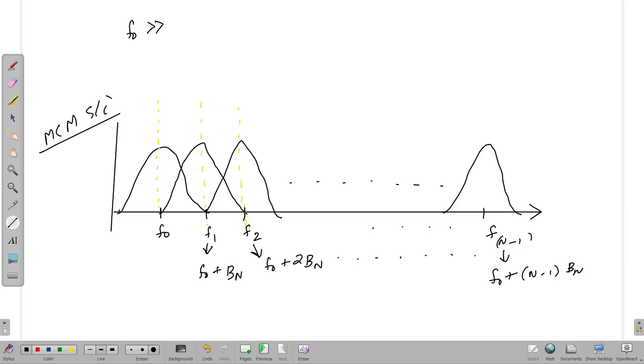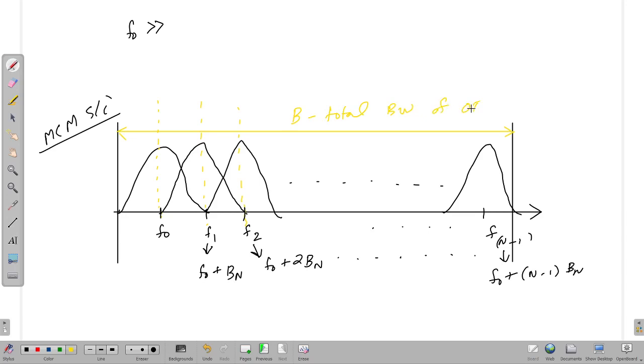And the total bandwidth of the system, let's say that is B. B is the total bandwidth of the OFDM signal, or simply the total bandwidth of the system is capital B.